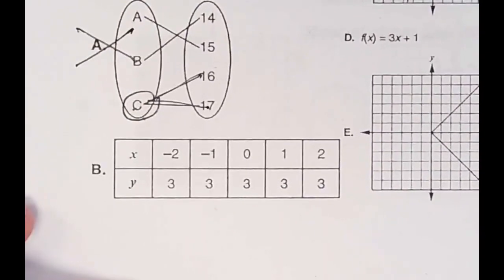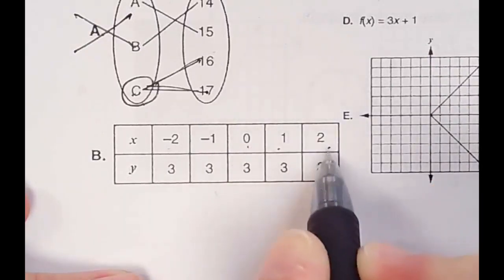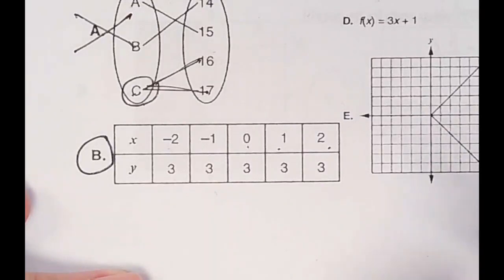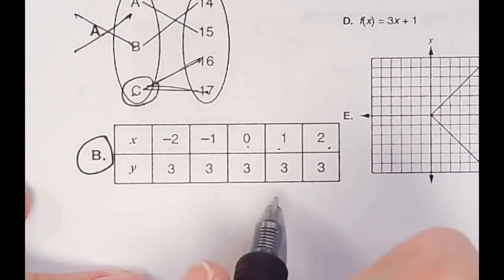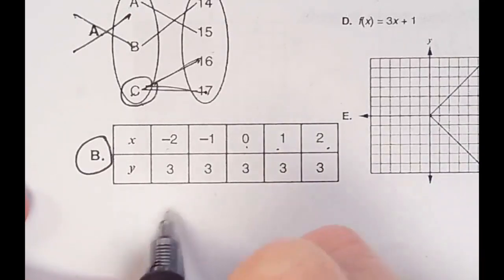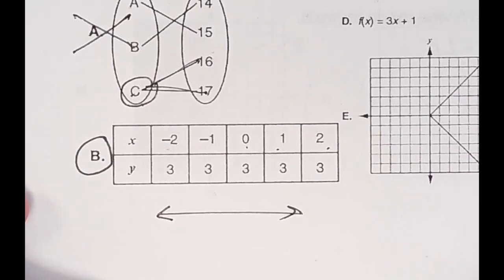B, I'm focusing, do any of my x's repeat? -2, -1, 0, 1, 2. No? Okay, that is a function. Even though my y's repeat, I'm not worried about what's happening on my y's. This would just be a horizontal line, which is fine. It would pass a vertical line test.